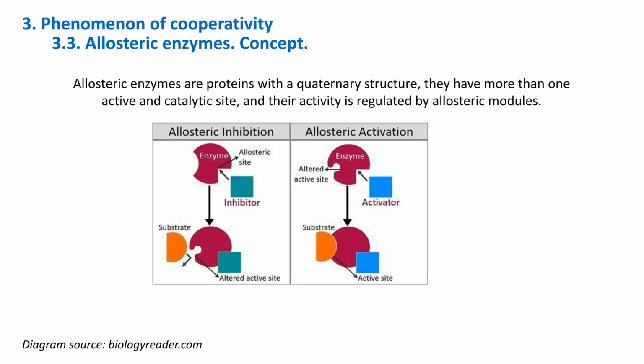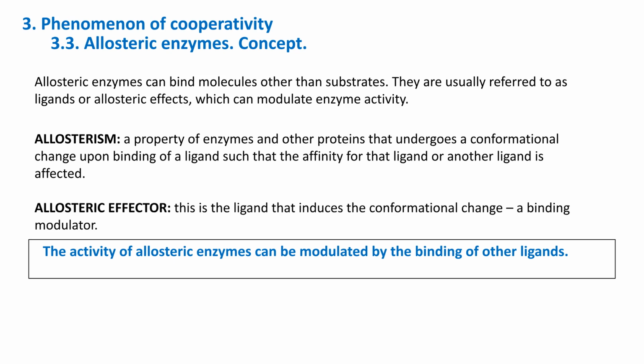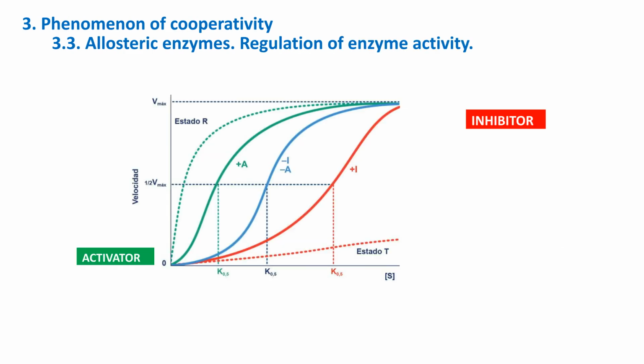Allosteric enzymes possess a quaternary structure with multiple active sites, and their activity is regulated by allosteric modulators, which bind at sites distinct from the active site. Allosterism is the property of proteins to undergo a conformational change upon ligand binding, affecting the affinity for that or another ligand. Allosteric effectors are the ligands that modulate enzyme activity. Allosteric enzymes can be regulated by both activators and inhibitors, which bind to the allosteric sites and modulate enzyme activity.